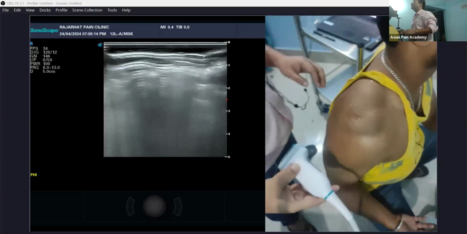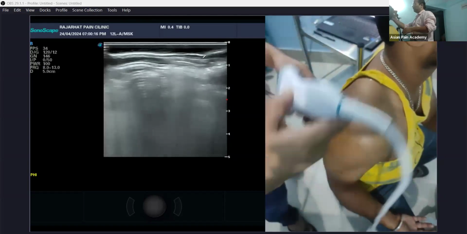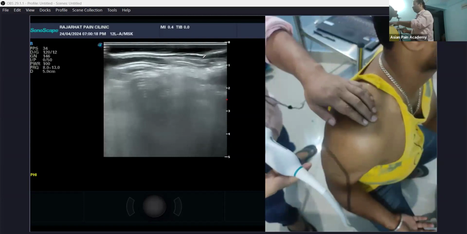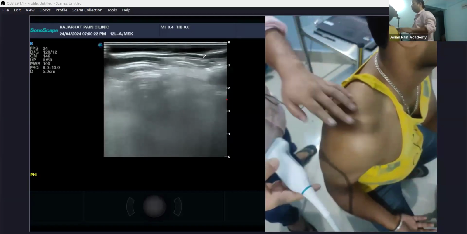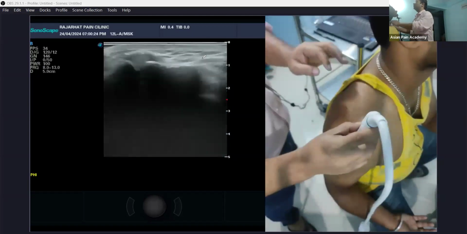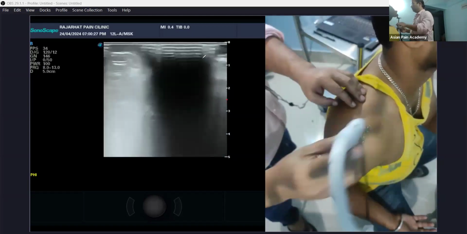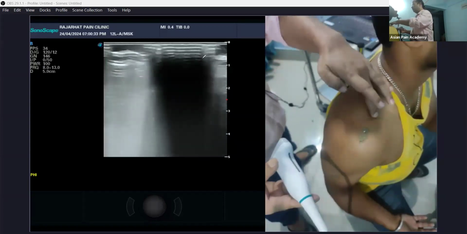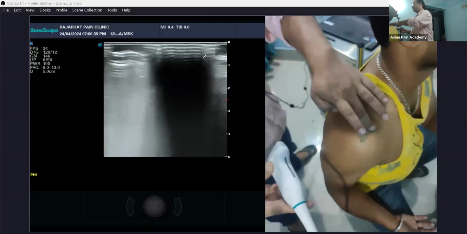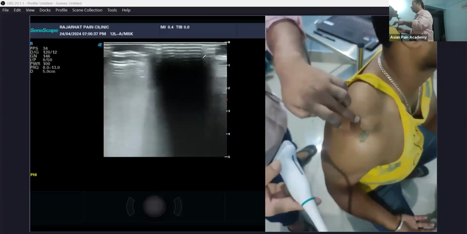So one more structure I am showing you. That is called the AC joint. You see, this was the glenohumeral joint and this is the AC joint. This one I can palpate also. As I told you, if you just start palpating the clavicle gradually, you will see that at some area the clavicle is ending and another bone is starting.